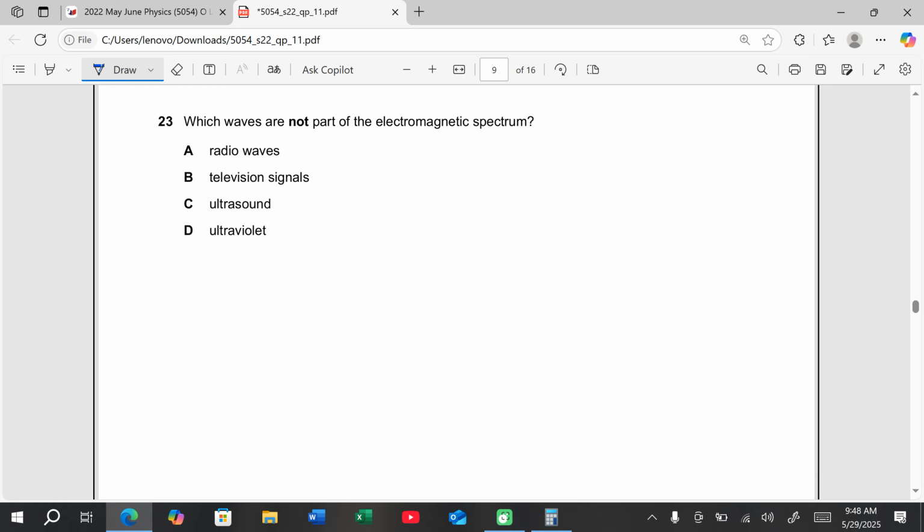Which waves are not part of the electromagnetic spectrum? Ultrasounds are not part of the electromagnetic spectrum. Radio waves are, television signals are, UV is, because this is what the spectrum is: gamma, X-rays, ultraviolet, visible, infrared, micro and radio. So ultrasound is not part of it.